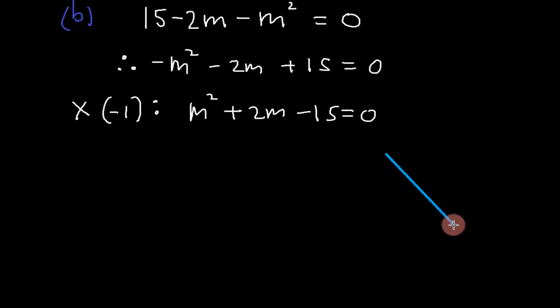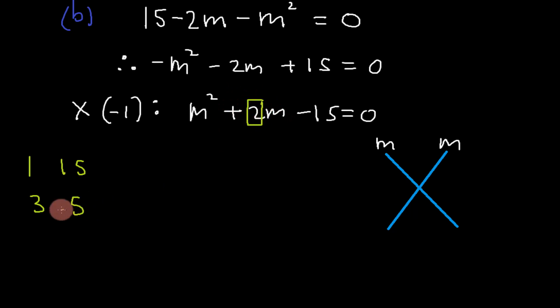So drawing the cross, the factors of m squared will be m and m. And we can look at the factors of 15. Of course, for 15, the factors are 1 and 15, and 3 and 5. We need a middle term of positive 2m. In other words, we need a 2 here. Now, the difference between 3 and 5 is equal to 2. So we know that we're going to use 3 and 5 as factors of 15.